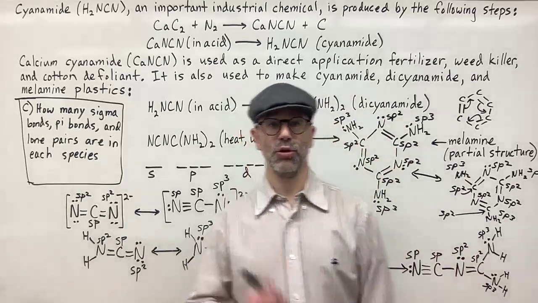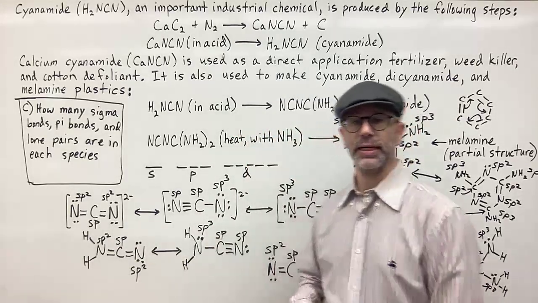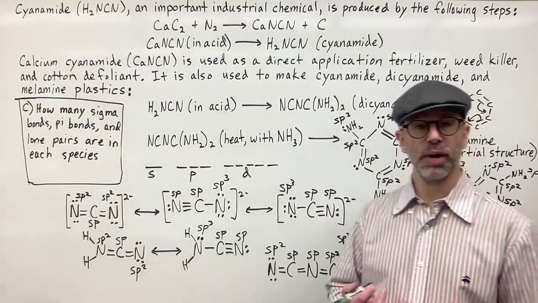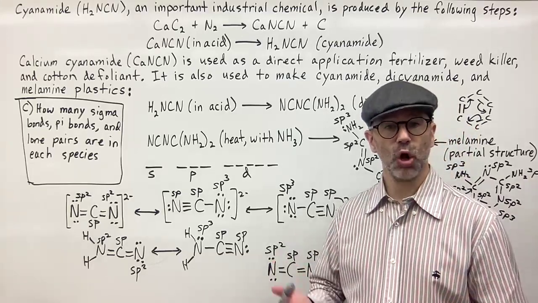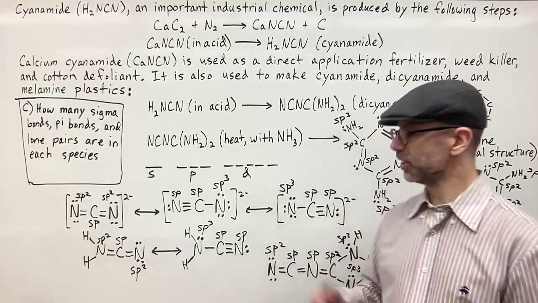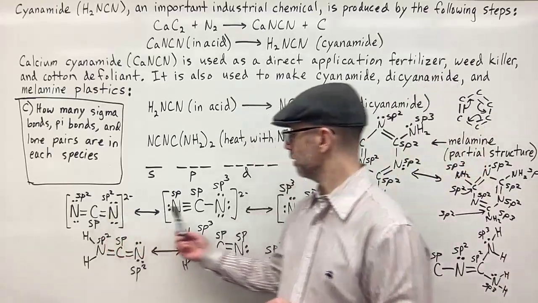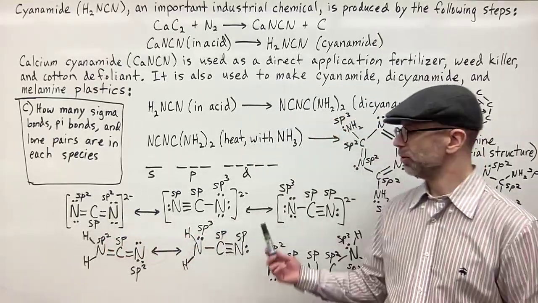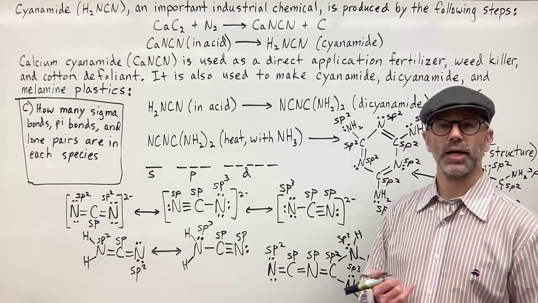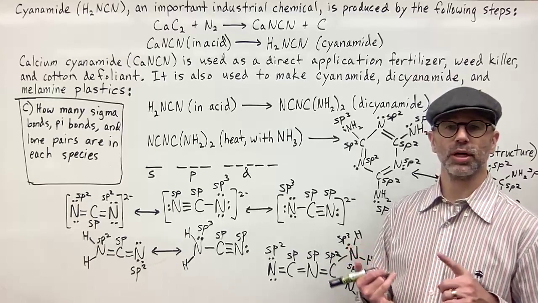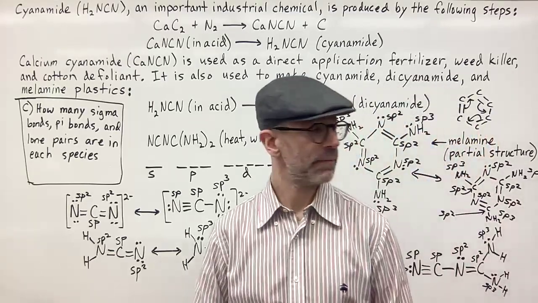One thing that you should notice is that the number of pi bonds, sigma bonds, and lone pairs is not changing between the resonance structures, right? So each of the resonance structures has the same number of sigma bonds, same number of pi bonds, and same number of lone pairs. Okay.